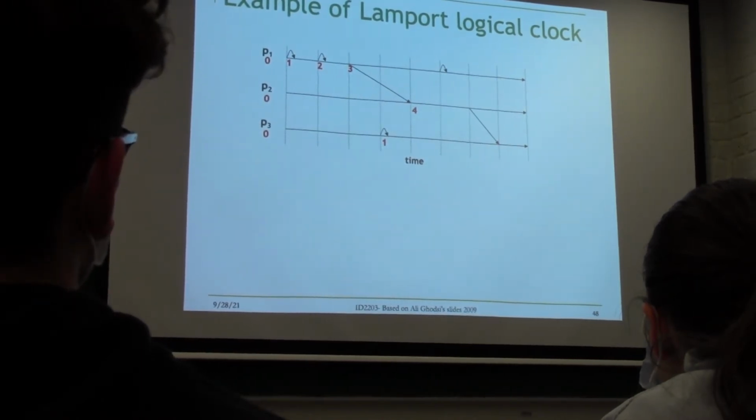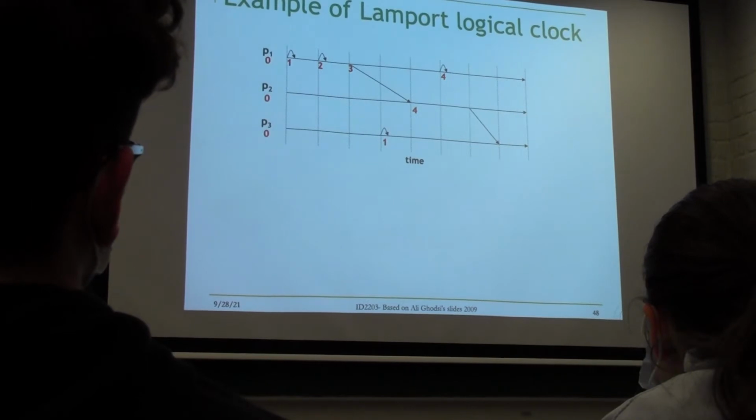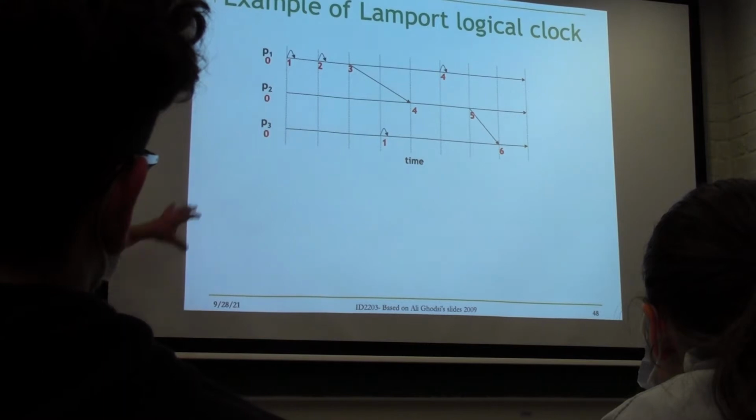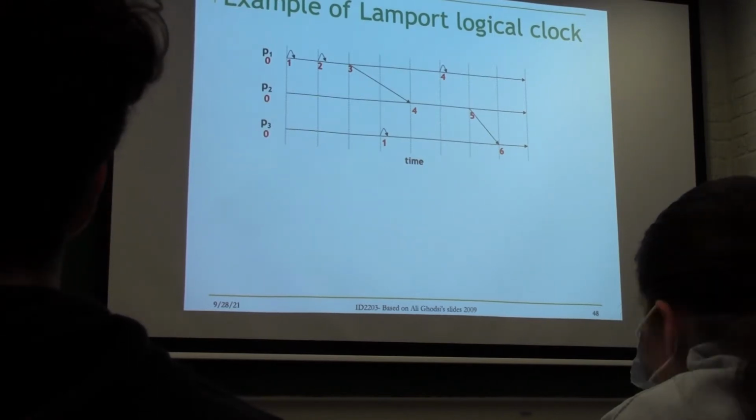And then if I keep going, I get also 4 on process P1. And this is a 5. And that's a 6. Okay? So that's the first kind of algorithm we see in this course. It's very simple, right? And how to use it to make a total order.